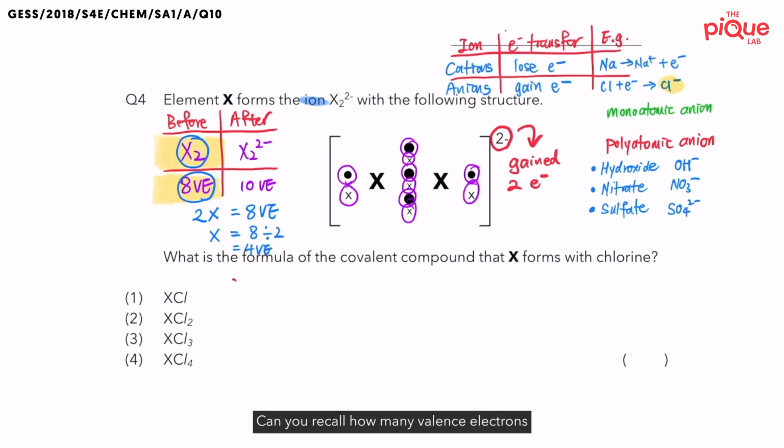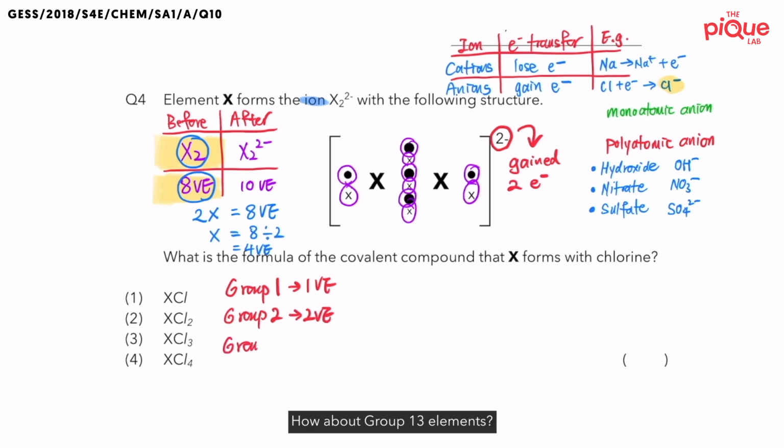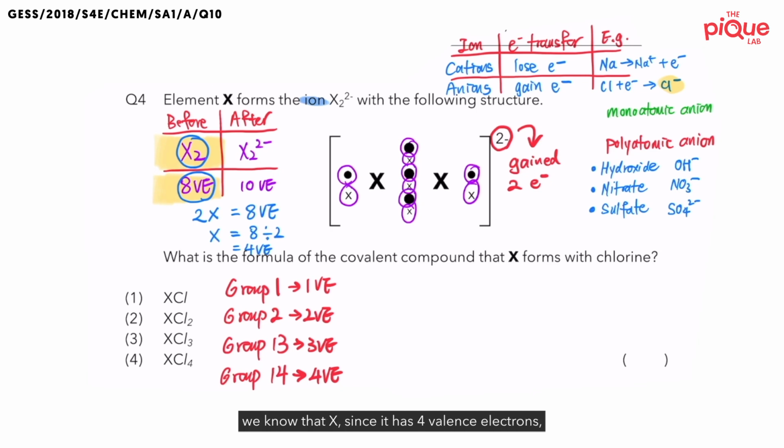Can you recall how many valence electrons group 1 elements contain? That would be 1 valence electron. What about group 2 elements? Group 2 elements contains 2 valence electrons. How about group 13 elements? Do they contain 13 valence electrons? The answer is no. Group 13 elements contains 3 valence electrons. Based on this trend, we know that group 14 elements should contain 4 valence electrons. Now, based on this concept, we know that X, since it has 4 valence electrons, must come from group 14.